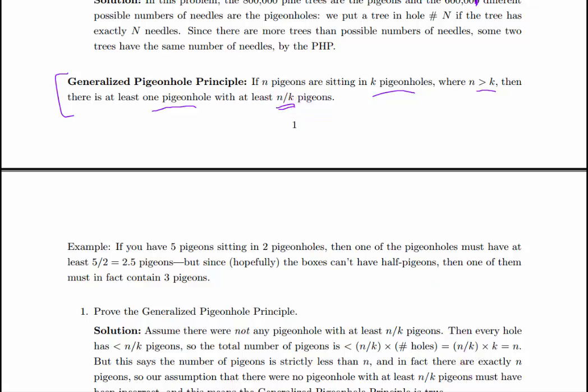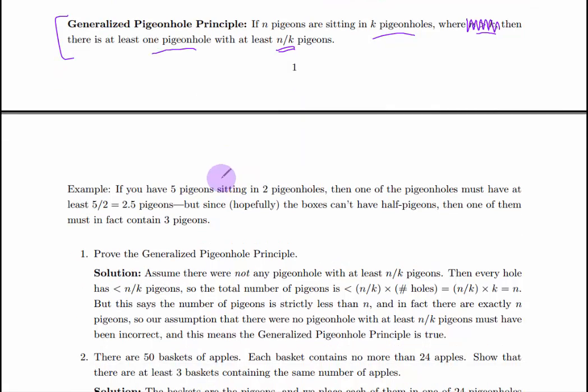Actually, if you think about it, you don't even need this condition, because if n is equal to k, then there must be at least one pigeonhole with at least one pigeon. And even if n is less than k, then n over k is less than 1, still there must be at least one pigeonhole that has a pigeon, so you don't even need n greater than k here.